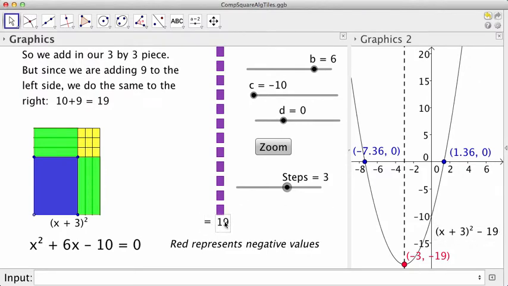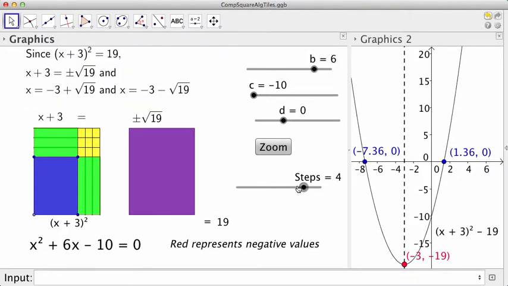Well, if we subtracted the 19 from both sides here on the completing the square, we would have x plus 3 squared minus 19 is equal to 0. So they're really doing the same thing. Let's take a look at what happens now as we change the value of the c, the negative 10 here. Notice what happens to our solutions.